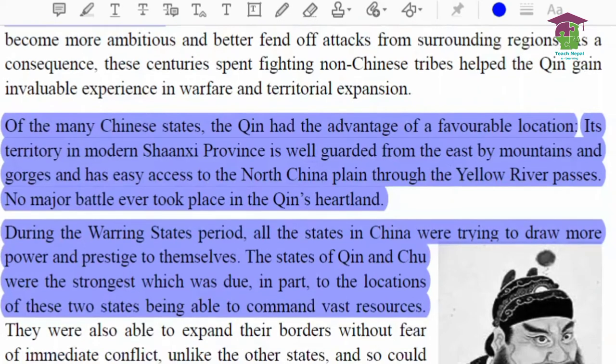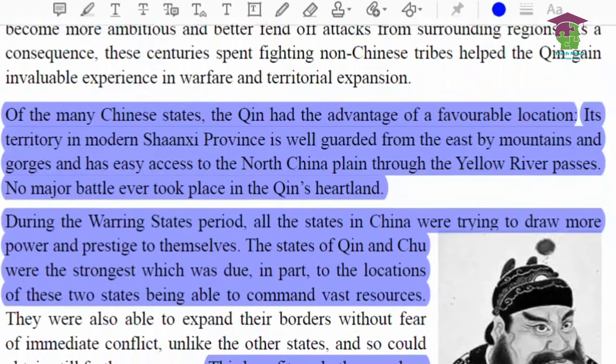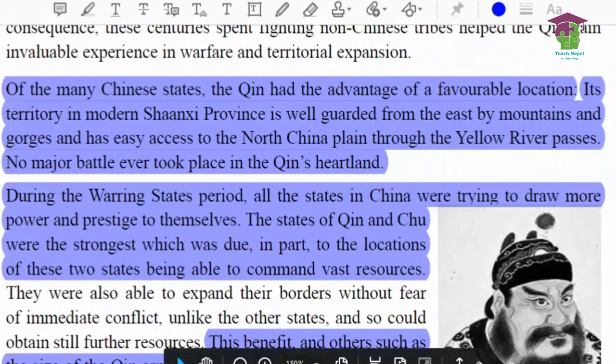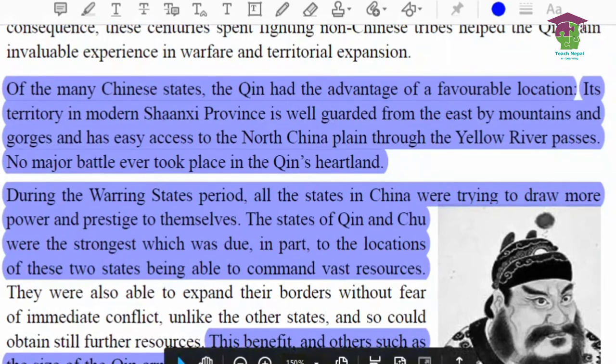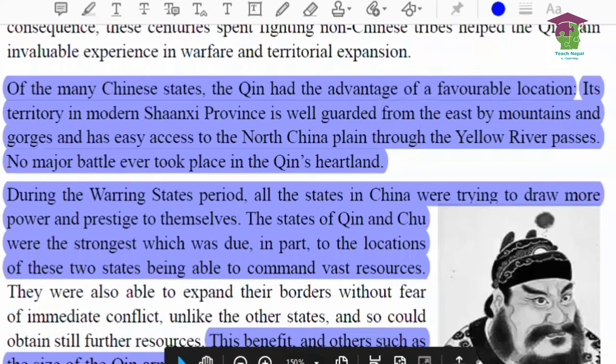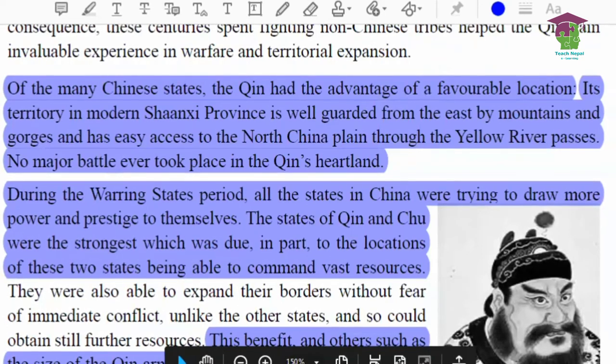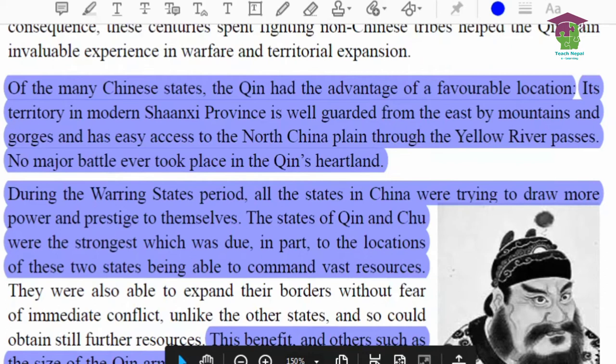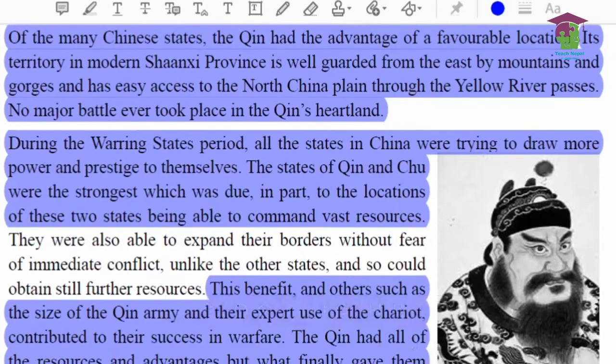And during the warring states, all the states in China were trying to draw more power and prestige to themselves. Each state was trying to gain power. The states of Qin and Zhou were the strongest; among them, Qin and Zhou were the most powerful states of that time.